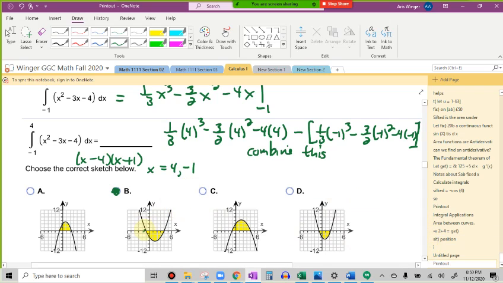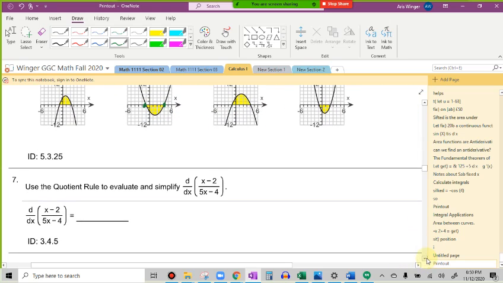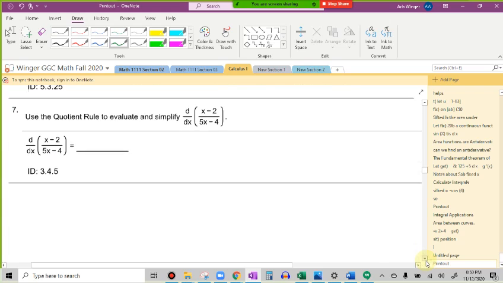Because it hits the x-axis at negative 1 and 4. Straight up quotient rule. Just making sure we've got everything down. Some rules that we need to remember. The derivative of u over v is v times u prime minus u times v prime all over v squared. It's been a while since I've said that, right?